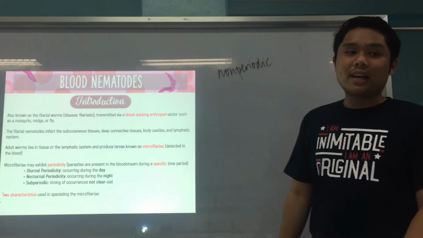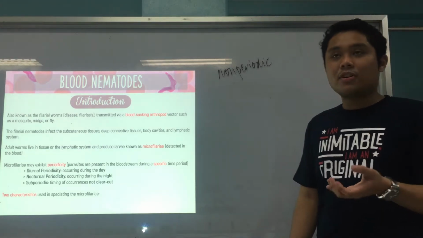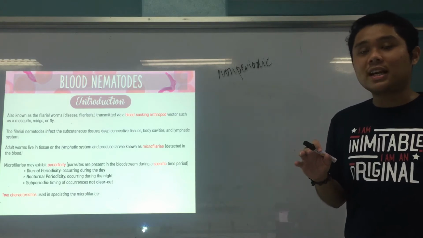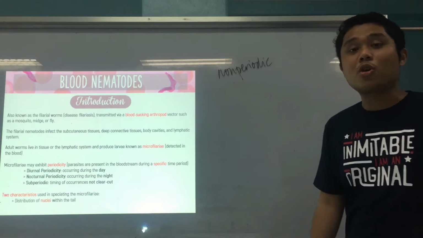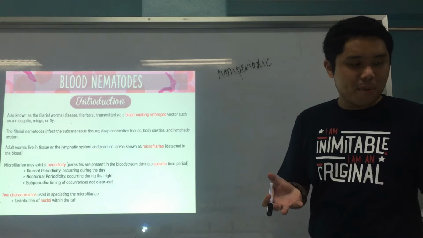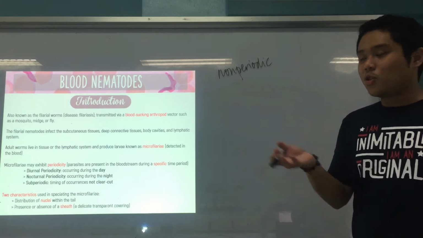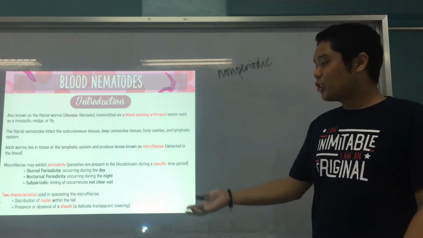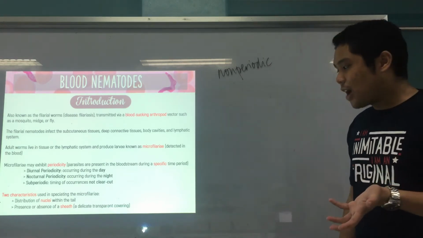There are two characteristics usually used for speciating and differentiating the species of Microfilaria. We look at its morphological characteristics, starting first with the distribution of nuclei within the tail of the Microfilaria, and lastly, the presence or absence of a sheath. A sheath is an outer, delicate, transparent covering.